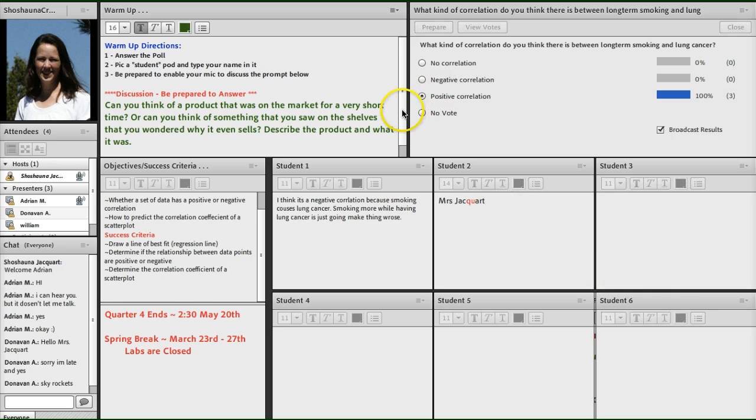So that's good. Have any of you seen any product on the market that hasn't stayed there very long?